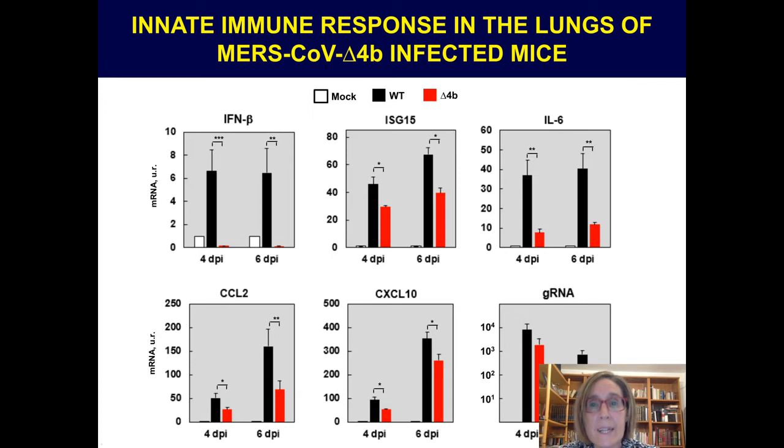Attenuation of MERS-delta-4B virus was associated with a decrease in the innate immune response, as observed in the red columns corresponding to delta-4B virus. Lower levels of pro-inflammatory cytokines like IL-6 and chemokines were observed in the lungs of mice infected with delta-4B virus as compared to the wild-type virus, corresponding to the black columns, although both viruses replicated to a similar extent.